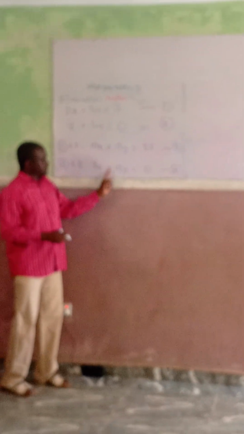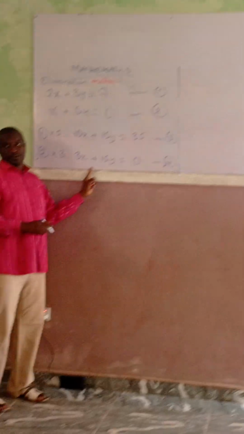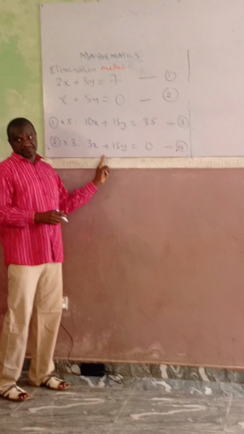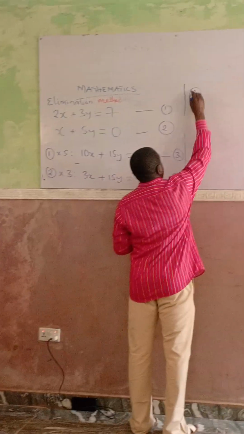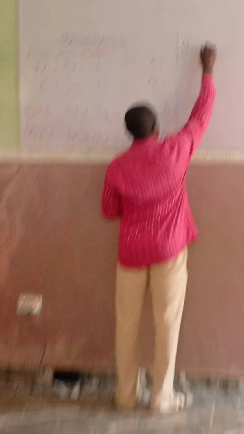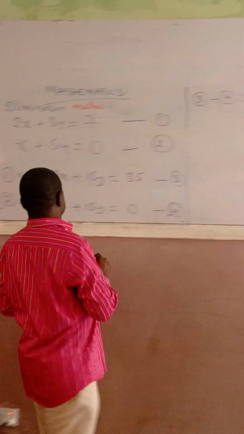Now check the sign, as we said. The signs are the same, that is positive. That means we have to subtract. Sometimes you write the subtraction here, but I prefer it to come here. When you have done it like this, also write equation 3 minus equation 4. So we are subtracting the terms.